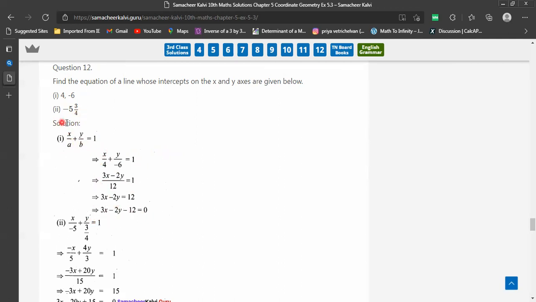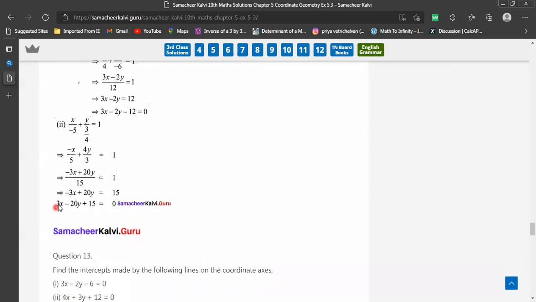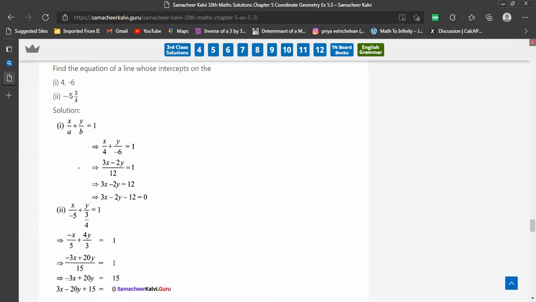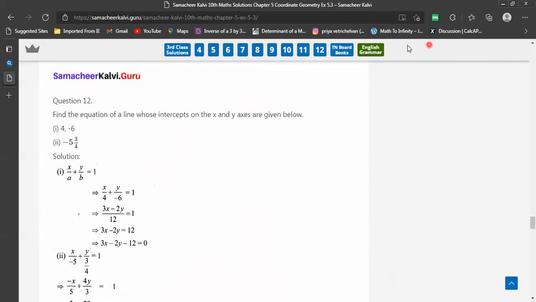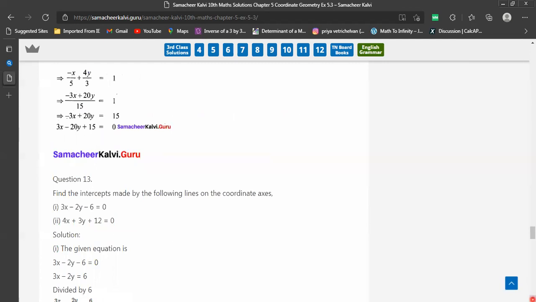Again, you have to substitute the value a as negative 5 and b as 3 by 4 in this equation. If you simplify this, we'll get this. So for this question, you just have to learn by heart this form. It's x upon a plus y upon b is equal to 1. Is it clear? Yeah. We'll move to the next question.